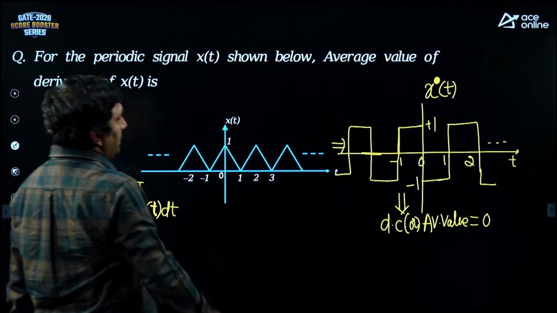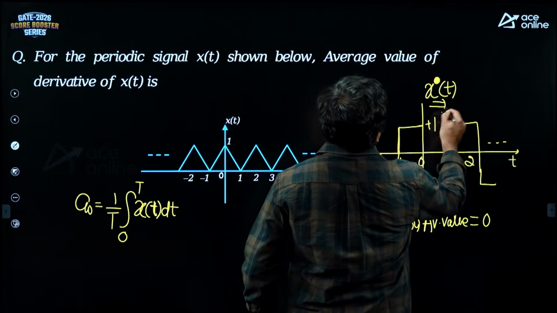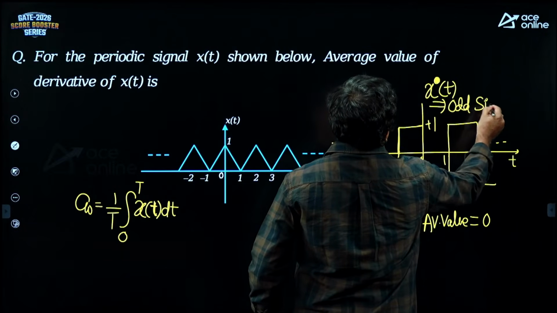Which is looking like an odd signal. The signal is odd. The area under an odd signal is 0.